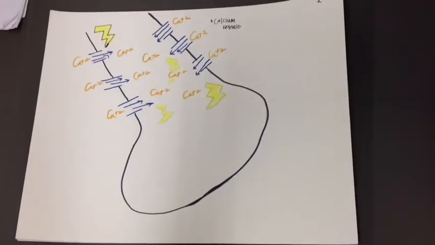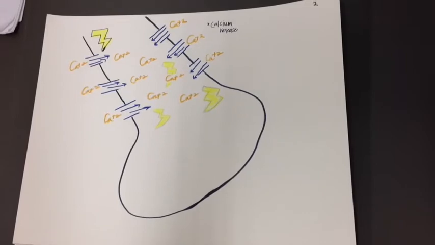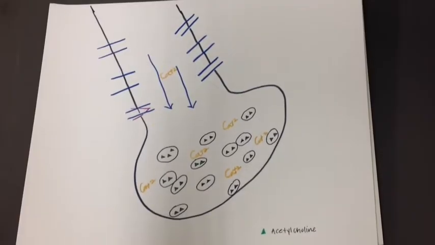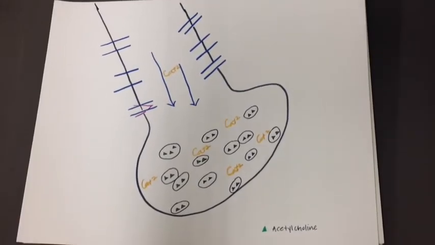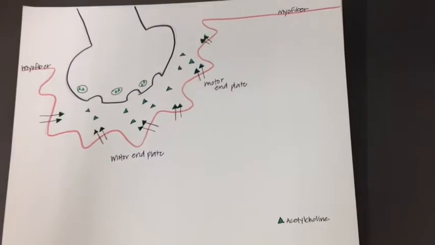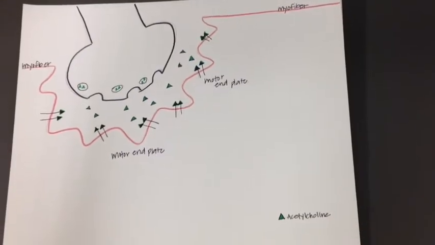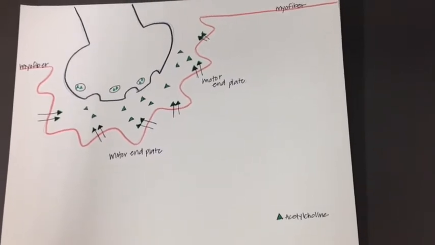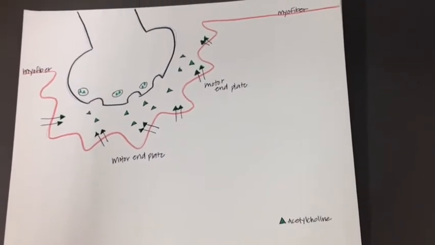The action potential arrives, calcium membrane channels open up, allowing calcium to enter. Calcium causes the synaptic vesicles to fuse with the membrane of the cell. In the vesicle, there is a chemical known as acetylcholine. Acetylcholine, through exocytosis, is released into the synaptic cleft and then binds to the acetylcholine receptors.